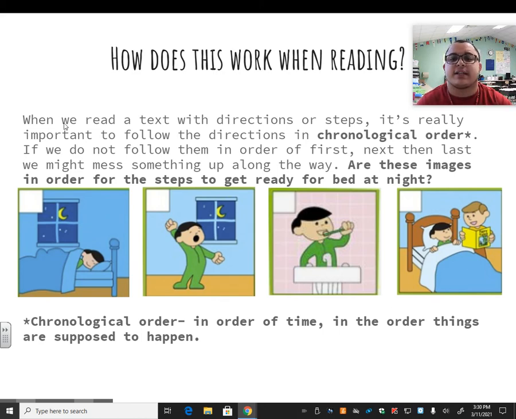If we don't follow directions in order of first, next, then last, we might mess something up along the way. Are these images here in order for the steps that you need to follow to get ready for bed at night? Is the first step to go to sleep, and then to yawn, and then to brush your teeth, and then to get a bedtime story read to you? No, those steps are all out of whack.